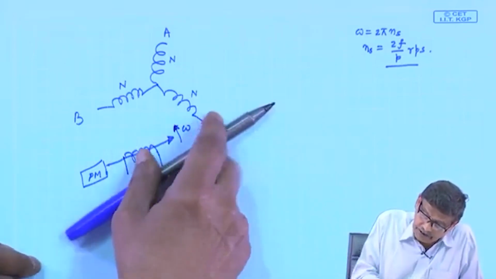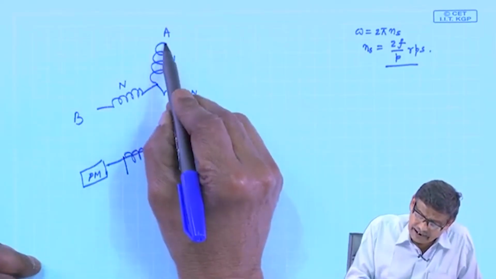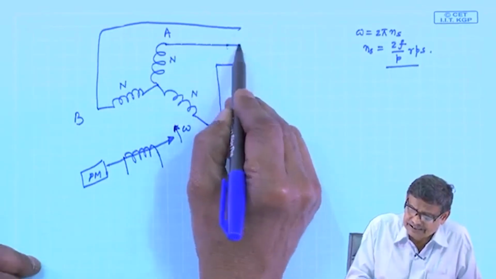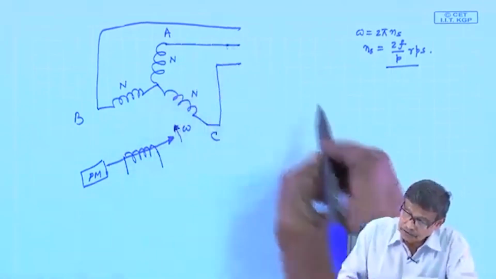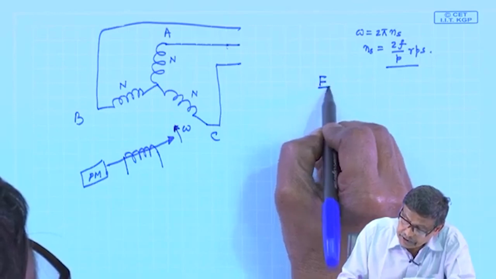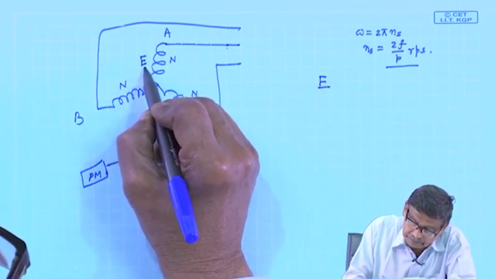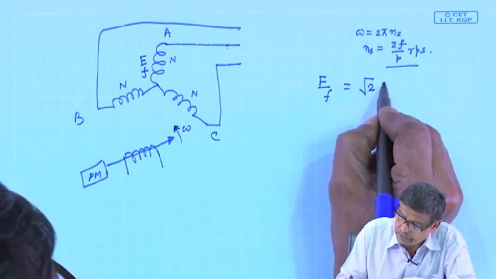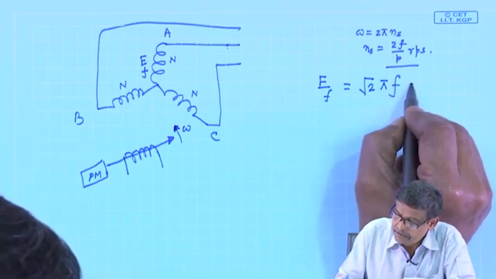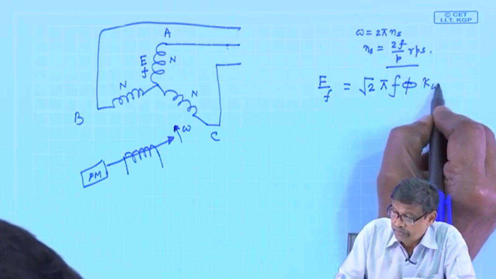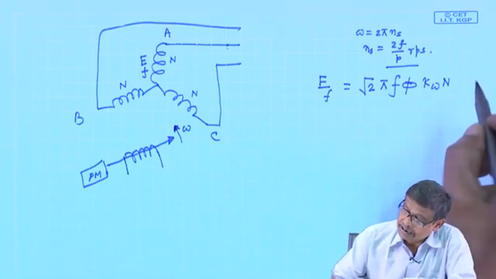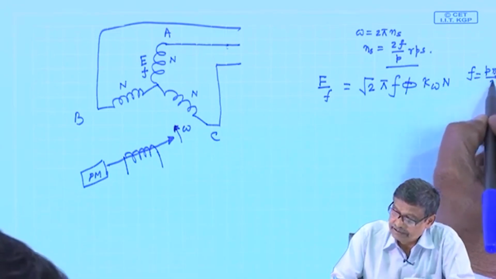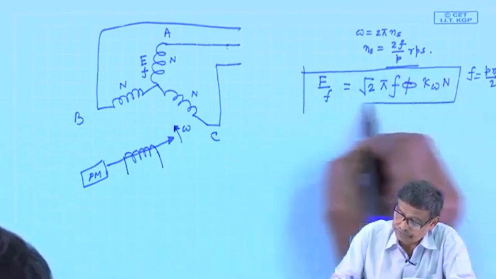Now, this flux will be moving, and let us assume that nothing is connected here. I want to examine what the induced voltage will be. The induced voltage per phase, which I call EF, will be, this result is known, root 2 pi f flux per pole kW into n. And at what frequency? f equal to P ns by 2. At that frequency, this voltage is induced.